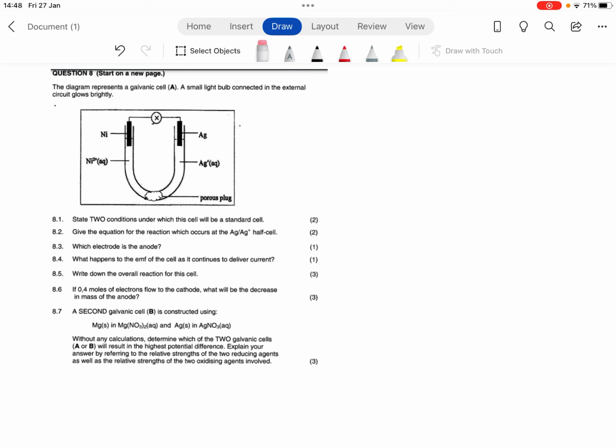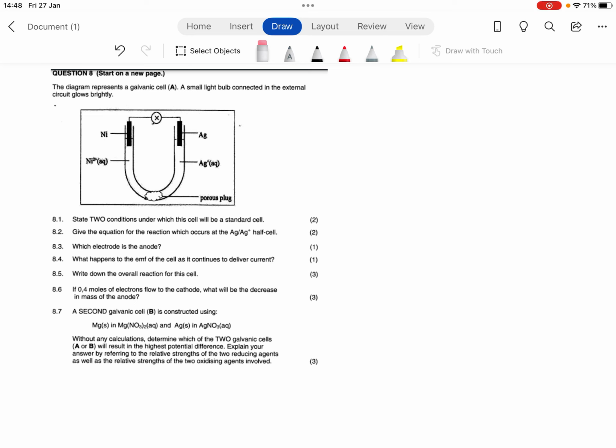Okay, so there's two conditions that apply to this specific cell. The first being that the temperature must be kept at 25 degrees Celsius or 298 Kelvin. The second is that the concentration of the electrolytes must be kept at 1 mole per dm3. 8.2, give the equation for the reaction which occurs at the Ag plus half cell, so the silver half cell.